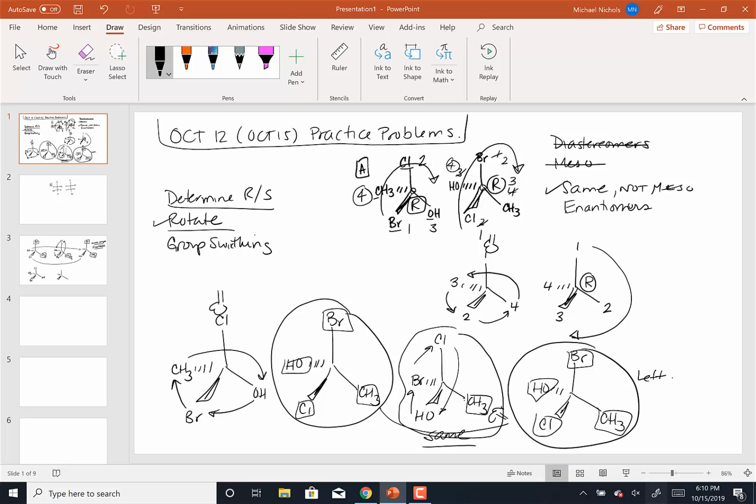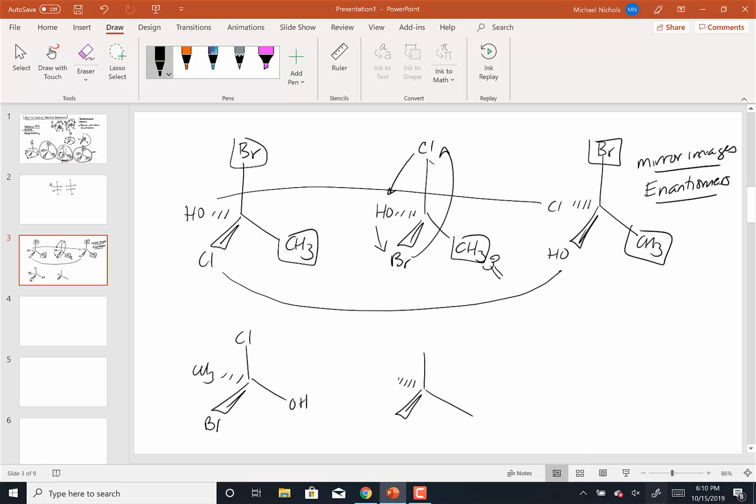And then the right molecule is Br, OH, Cl, and then the CH3. Okay, so here's my two molecules again. Now, group switching requires us to count how many switches it needs to take to get from left to right, to make one molecule into another.